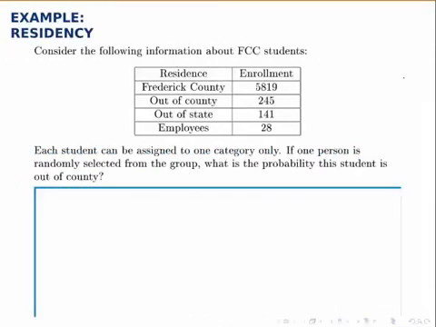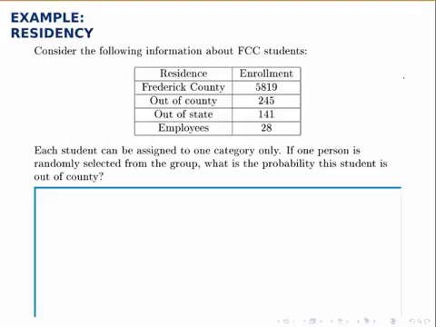Here we're given a breakdown of some students at FCC by their residence. Some live in Frederick County, some live out of county, some live out of state, and some are employees of the college. Furthermore, we're told that each student can only be assigned to one category, so there's no overlap. No one falls into any two categories.